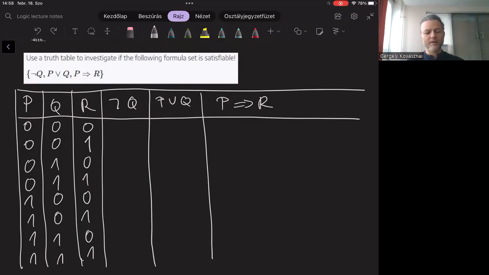It's really easy to evaluate not Q because you only have to flip the values of Q. So we get 1, 1, 0, 0, 1, 1, 0, 0.